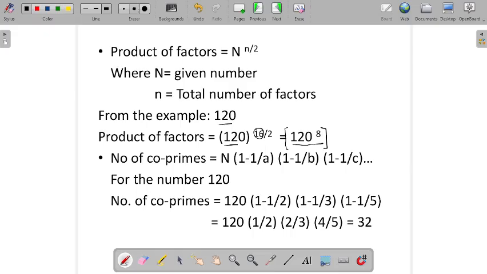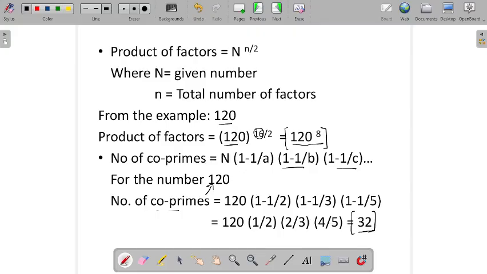Next, number of coprimes. If you want to find coprimes, then the formula is n into (1 minus 1 by a) into (1 minus 1 by b) into (1 minus 1 by c). Here powers don't come into play, only the prime factors. So the number of coprimes for this example is 120 into (1 minus 1 by 2), where a value is 2, b value is 3 and c value is 5. When you calculate, finally we get 32 as the answer. 32 is the number of coprimes of 120.